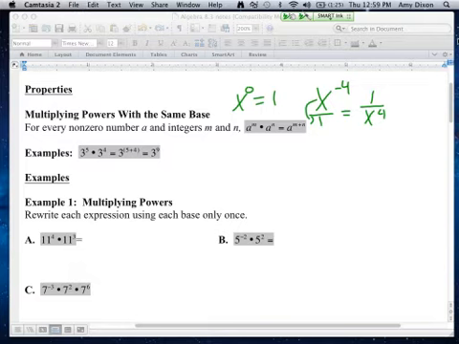We have an additional property. These properties in this unit build upon each other, so you cannot forget about the properties that you've already learned. So today's homework will include some things where you have to do one of these two properties.